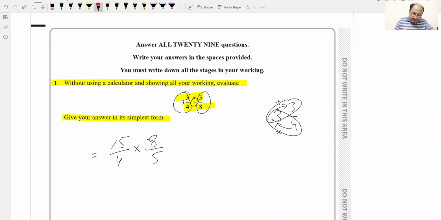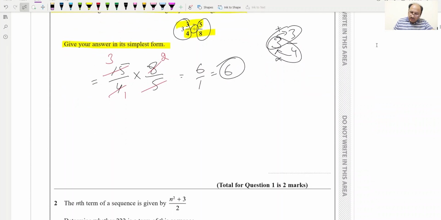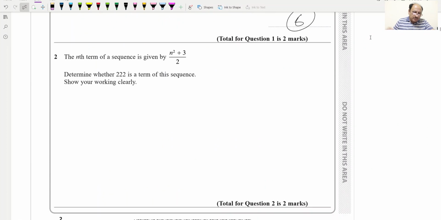So now cancellation: 5 will be cancelled with this, and it will be 3, and 4 can be cancelled. 4 ones are 4, and 4 twos are 8, and this will result in 6 over 1, which will be equal to 6. This is our answer for the 2 marks question, and the final answer over here is 6. Now this is question number 2.